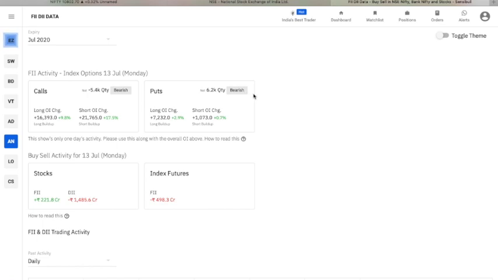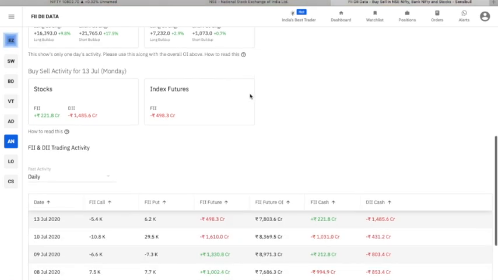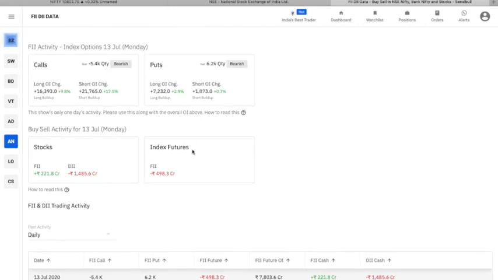Now if you look at the buying and selling activities of FIIs in stocks, they have a net positive position. But if you look at index futures, they have a net negative position. Since we're interested in Nifty, we understand and synthesize that they are less optimistic about Nifty as of now. So synthesizing all these three, we can understand that there is a bit of pessimism in the market.